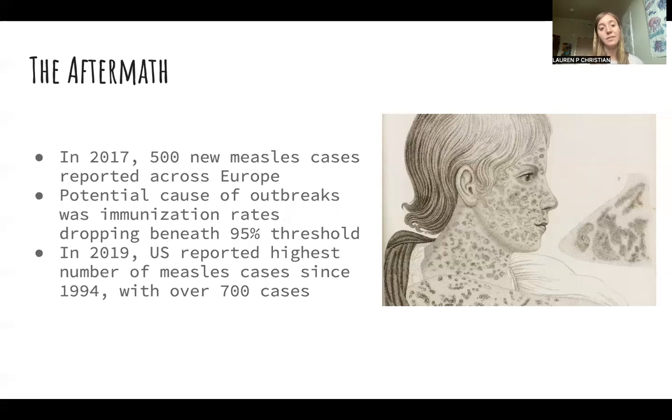We've seen similar trends in the United States. In 2019, the US reported the highest numbers of measles cases since 1994, with over 700 cases. So what we can see is that the publication of this study has a relationship to a decrease in vaccination rates and therefore a heightened preponderance of measles.